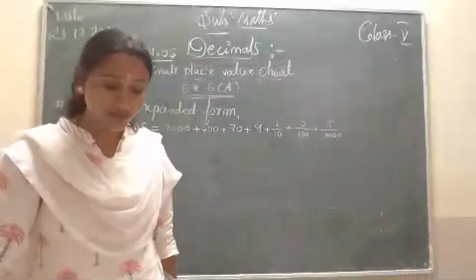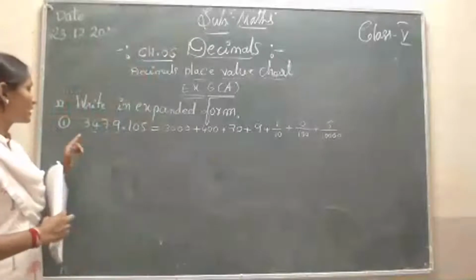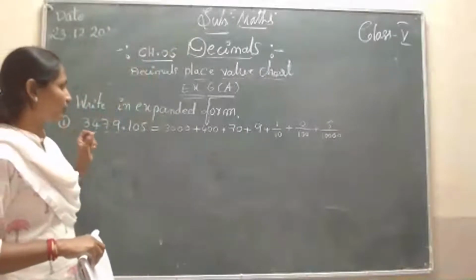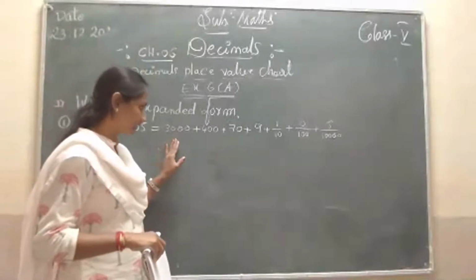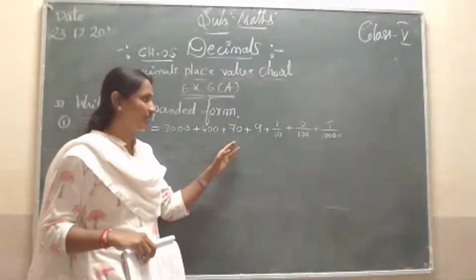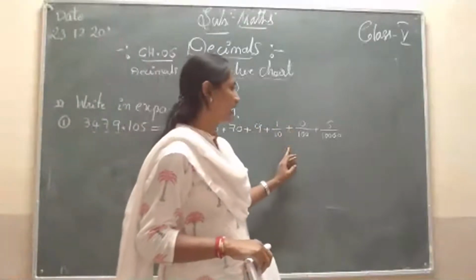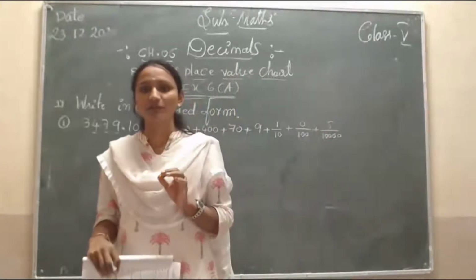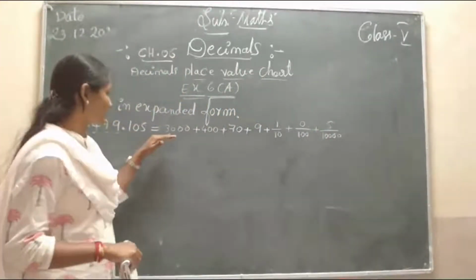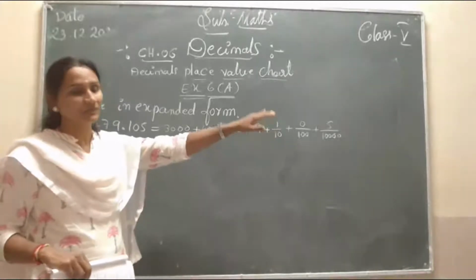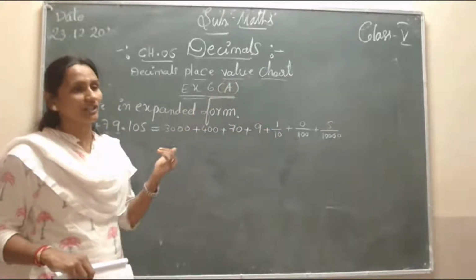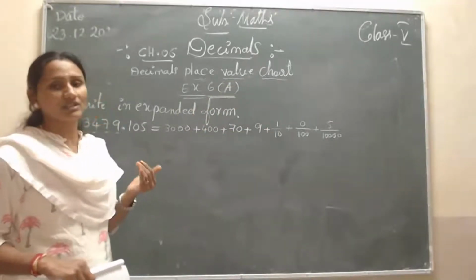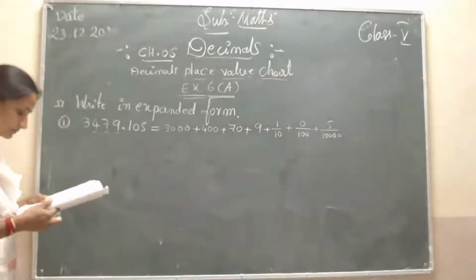Okay, understood this? So 3479.105 is equal to 3000 plus 400 plus 70 plus 9, plus 1 by 10, 0 by 100, 5 by 1000. In the decimal part you have to write the division by tens, hundreds, thousands. Okay, so next.